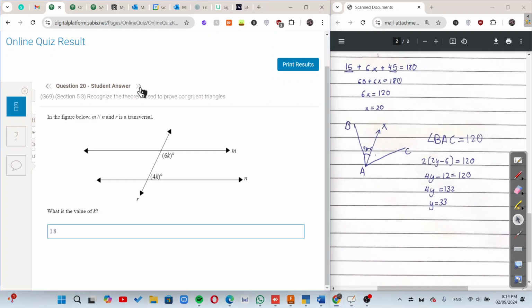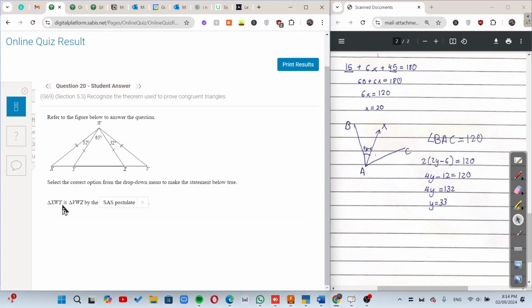So now moving on to the next question. Okay, so for this question, they're giving you XWY, the triangle, and VWZ, the other triangle, and they need to know how they are congruent. So here you could see that they gave you that this line is equal to this line, and that this line is equal to this line. These two lines in both triangles are equal to each other.